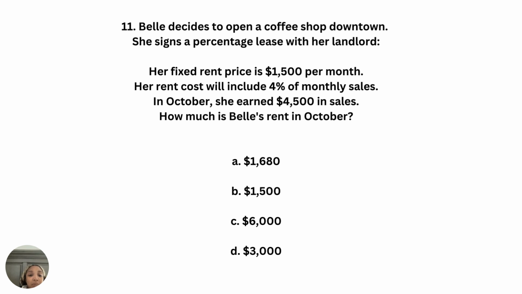So Miss B decides to open up a coffee shop downtown. She signs a percentage lease with her landlord. So guys, we know by looking at the last question that a percentage lease means she's in a shopping center or a type of retail space, right? Okay, so her fixed rent is $1,500 per month. Her rent cost will include 4% of the monthly sales. In October, she earned $4,500 in sales. How much is Miss B's rent in October?